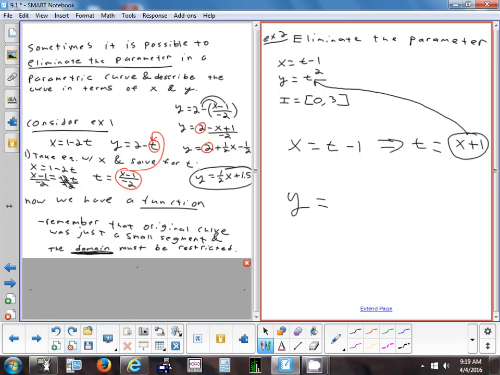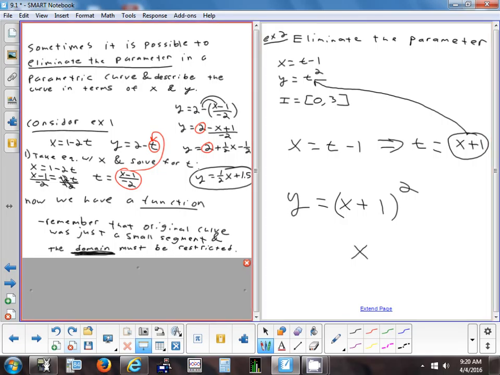So this one you're not going to have much simplifying to do. That's it. What shape is that if you graph it? It's a parabola and it's been shifted 1 unit to the left. So it's a parabola shifted 1 unit left. But it's not the whole parabola. It's only a small section of it. So I have to restrict my domain.